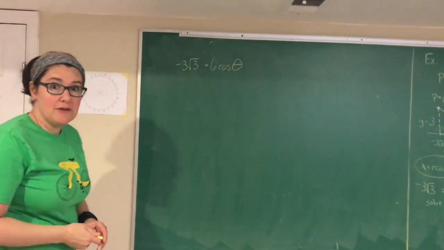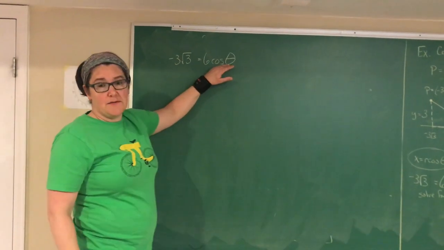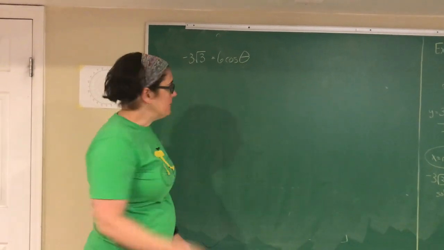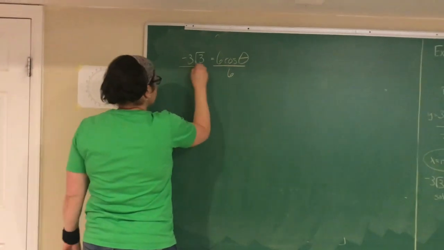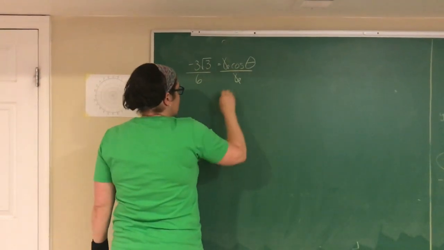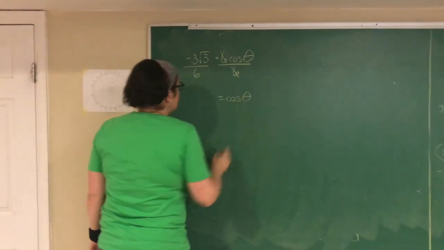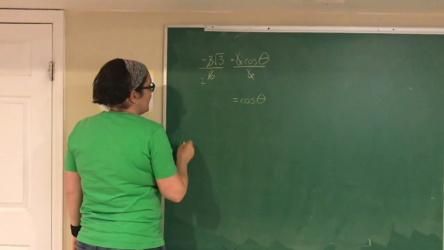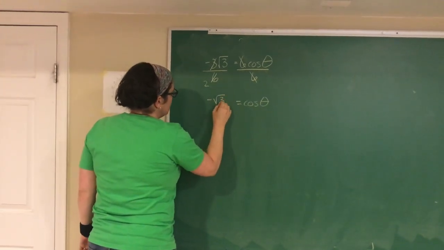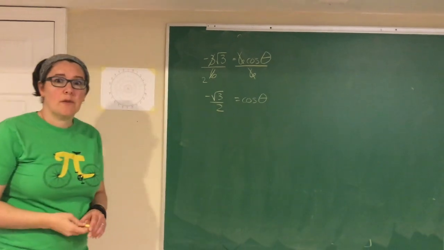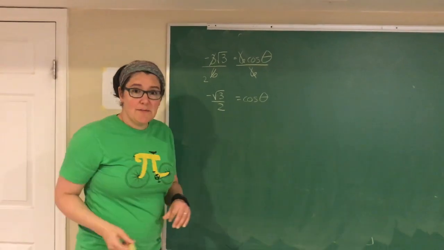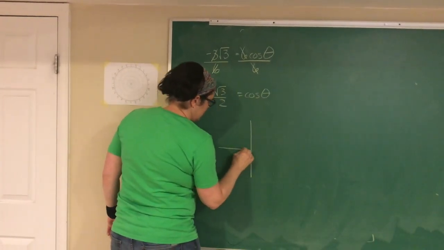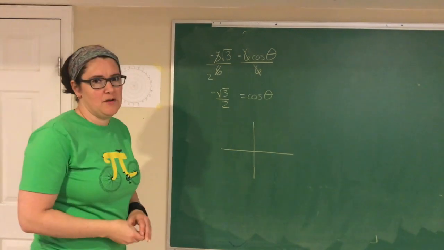To solve an equation involving a trig function, I see that this trig function is not raised to a power, so my strategy is to get cosine of theta by itself. So I'll divide both sides by 6. And on the right side, the 6's cancel. And on the left side, I can simplify things a little bit. I can cancel the 3 in the top, and that will leave me with negative square root of 3 over 2. Okay, so my job is now to figure out for what angles of theta is cosine of theta equal to negative root 3 over 2.